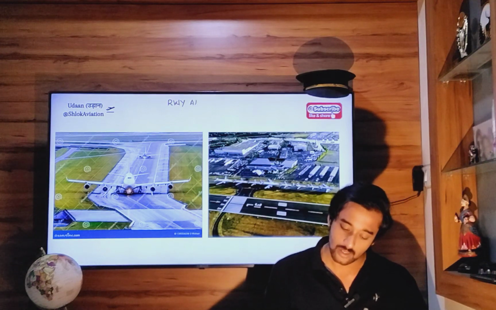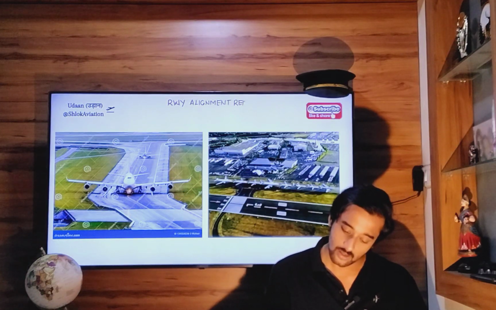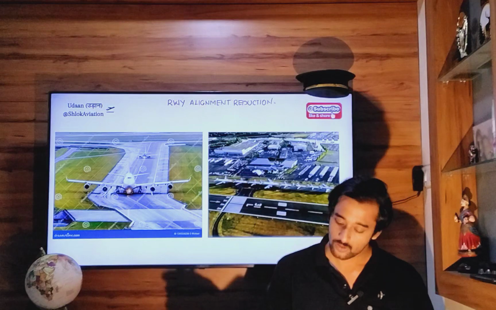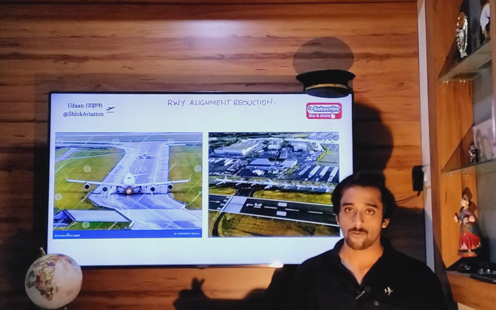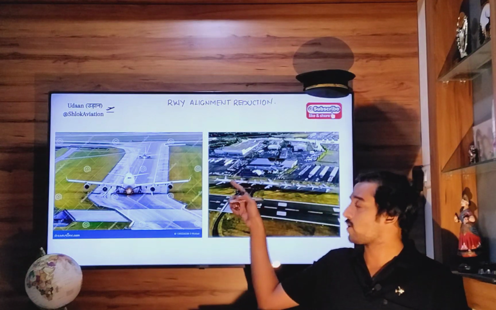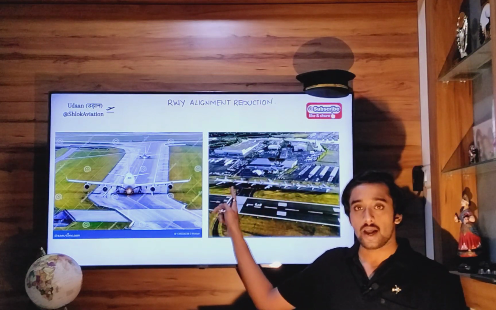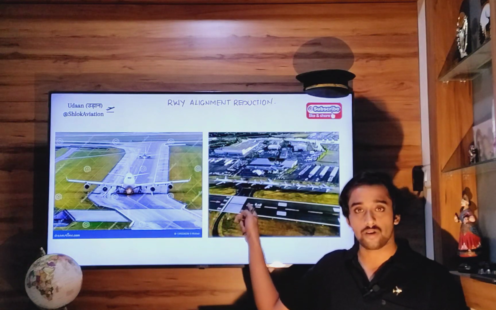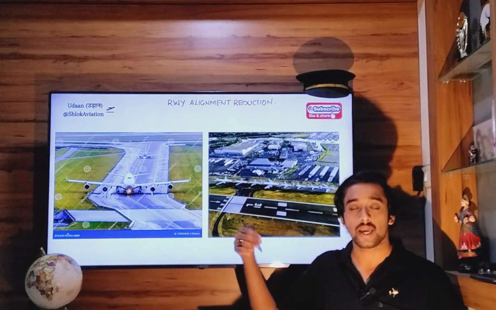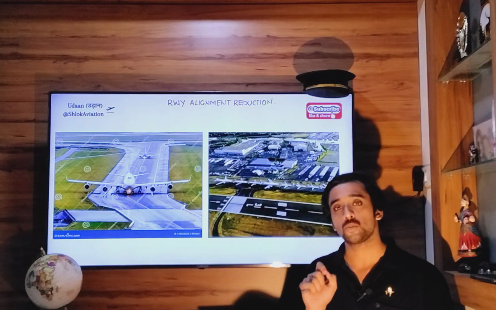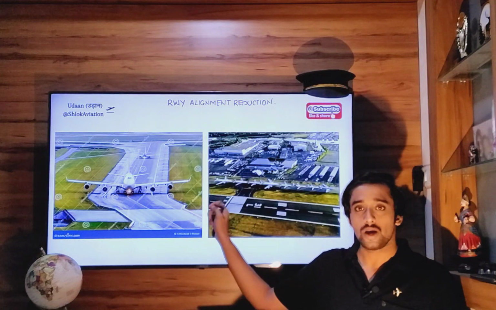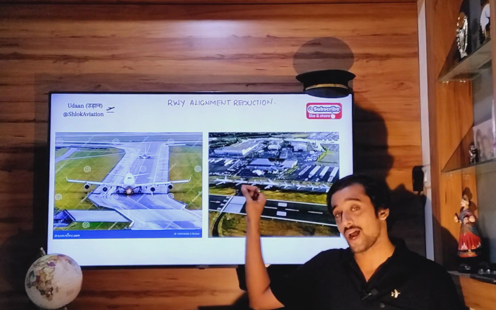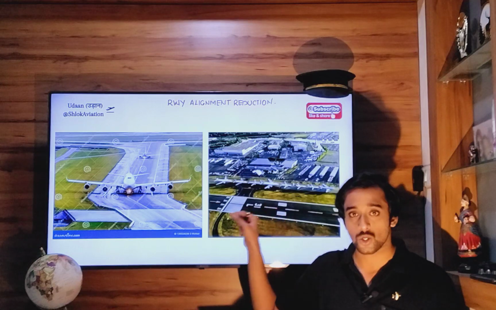Runway alignment reduction. This is the runway available at your airport for takeoff. Now, when all your aircraft complete their taxi and enter this runway to line up with it and begin the takeoff roll, it will not line up at the very start of the runway. If the runway starts somewhere here, no aircraft will go up to that corner of the runway and line up at that edge.